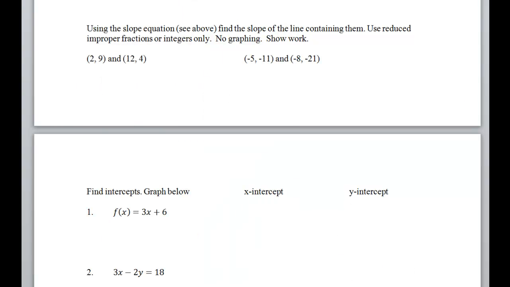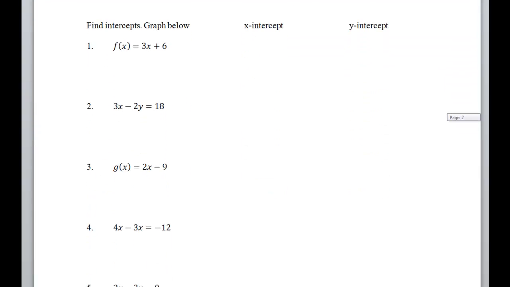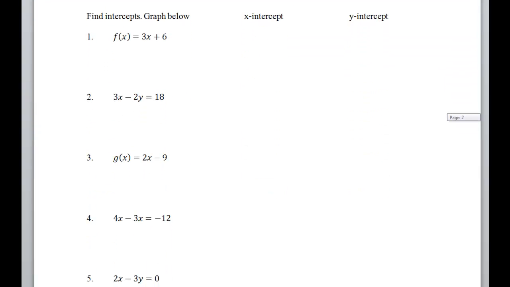We are now going to look at finding intercepts. We're going to find intercepts and graph these on the graph below. Now, to find the intercepts, we are going to use a method that I call the table method. The table method's really nice because I'm going to make a table, like so. And I'm going to put a 0 in for x to figure out my y value.